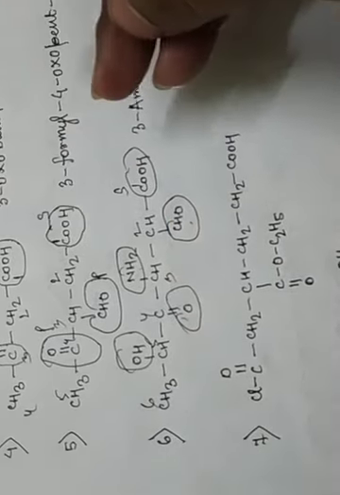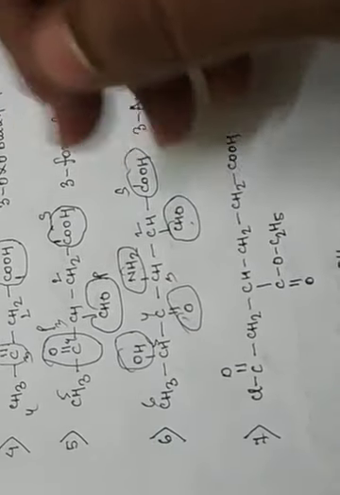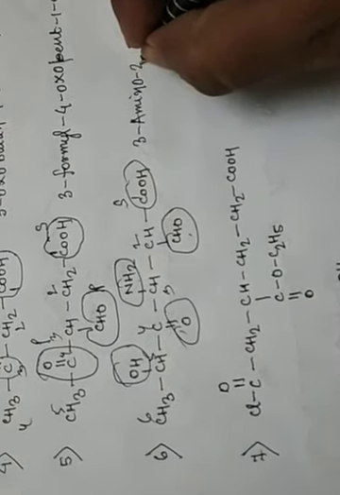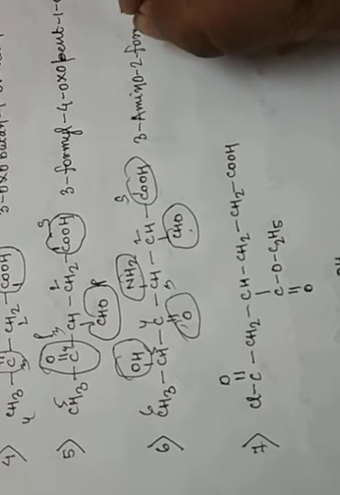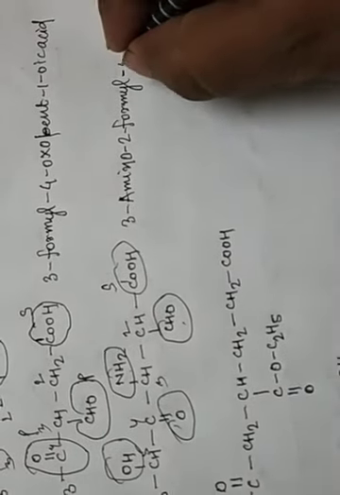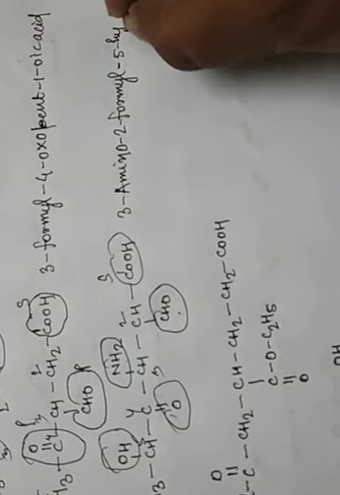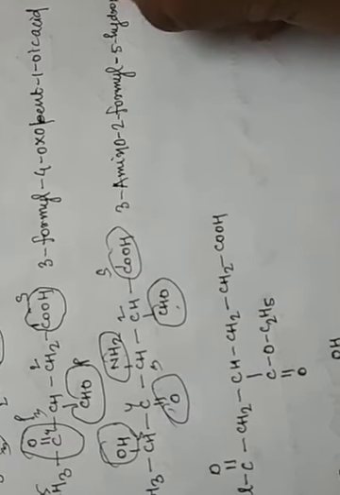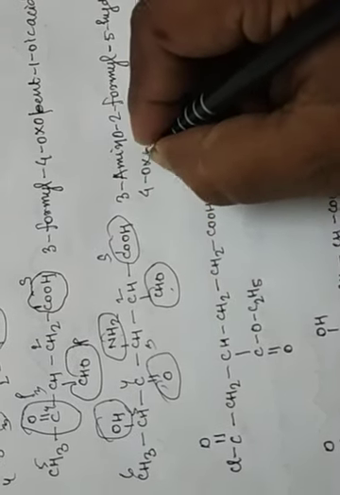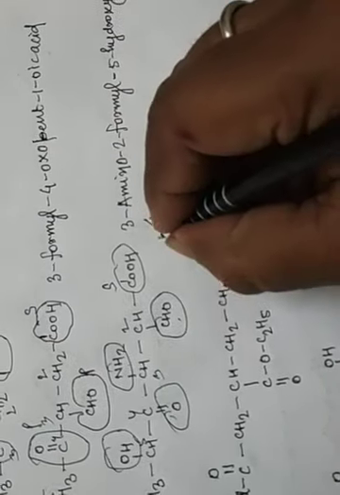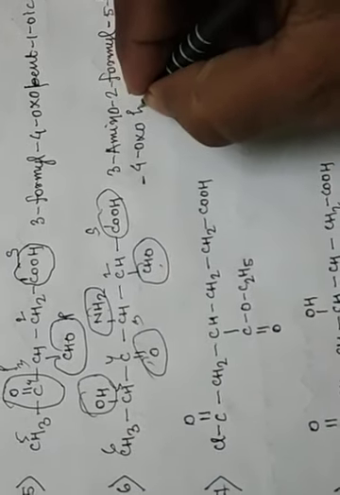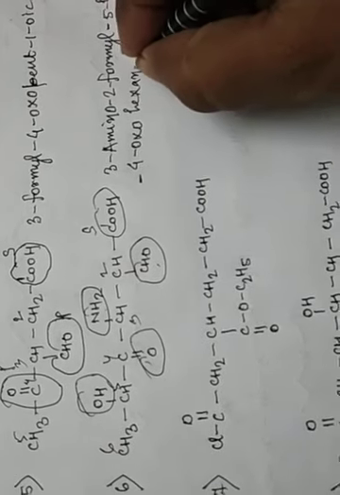So A, B, C, D, E, F, G, H. Then G, then H. Yani F. So then 2 formyl. And then after, 5 hydroxy, and then after, 4 oxo. And how many carbons in the main chain? 6. It means hexane-1-oic acid.